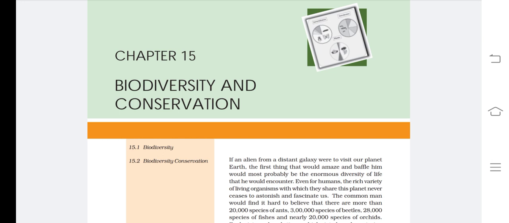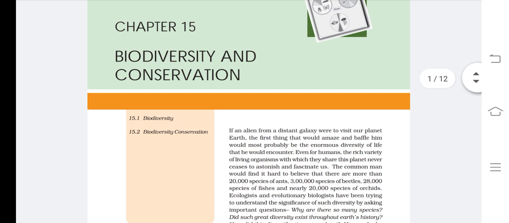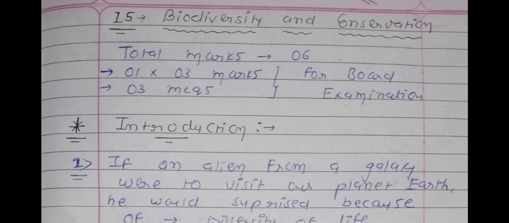So this chapter has total 6 marks, so one question of 3 marks and 3 MCQs will be asked in the board examination, and we will follow the same method of easy language notes for this chapter. So now we will go to the notes.